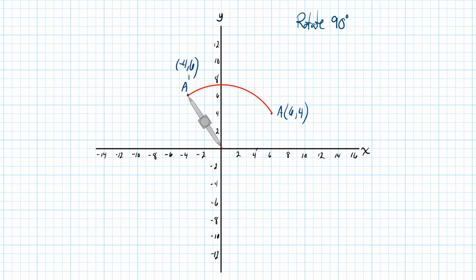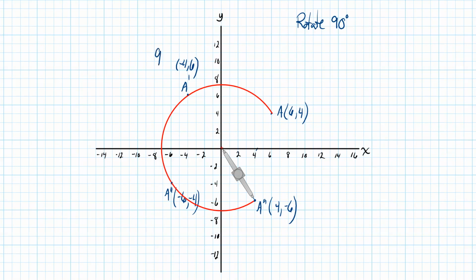I'm going to continue that rotation now for another 90 degrees. And we've put another point there, and we'll call that A double prime, and its coordinates are -6, -4. Continuing the journey a little further on the rotation, another 90 degrees, which takes us to 270 degrees in total. Another point there, we'll call that A triple prime, and its coordinates are 4, -6. So this was our 90 degree rotation here, 180 degrees here, and this was 270 degrees.